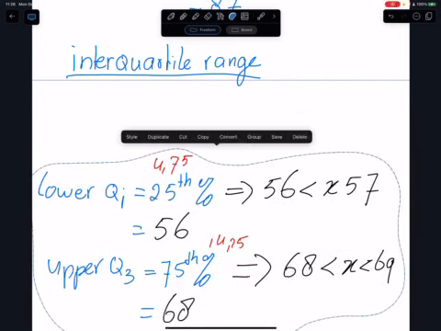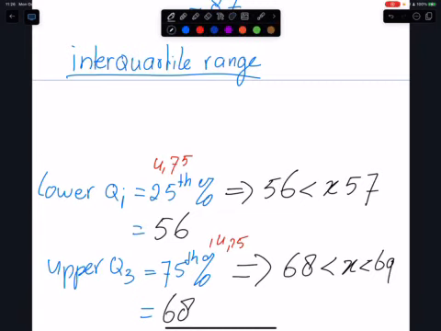All right. And then we go for the interquartile range. Interquartile range means Q3 subtract Q1. That's it. Q3 minus Q1. Which is 68 minus 56. That means this is 12.